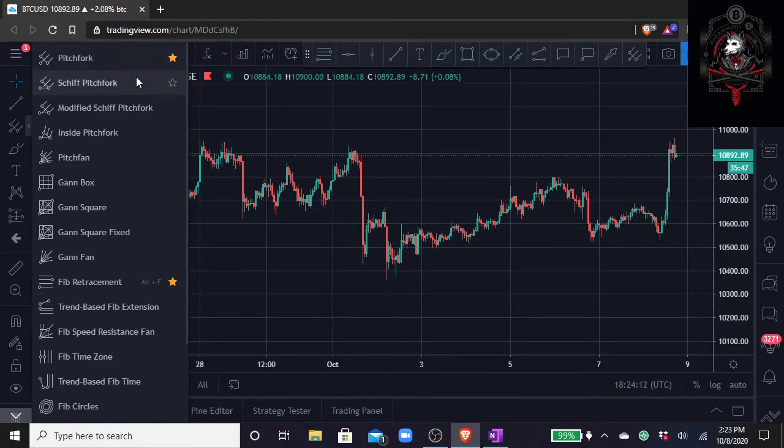Here on your toolbar, you can star your pitchfork so it'll stay up there in your favorites. This is your regular. Then you have the shift pitchfork, the modified shift, and the inside pitchfork. You can access all of them right here at the toolbar. What I do and how I draw it is I always start off with a regular pitchfork, and then you can right click the pitchfork and change it to a shift or a modified or inside. And I'll show you what I mean here in a minute.